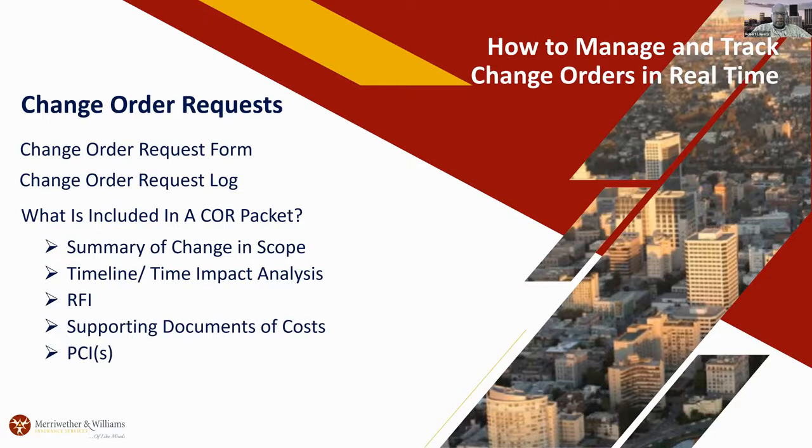It's a summary of the change in the scope, the timeline, like I said, timeline impact analysis showing how this change is affecting the schedule. If you have submitted an RFI, request for information, you want to put that in because that is coming from the architect of record saying, yes, proceed with this change. And like I said, with supporting documents of the cost, because you want to be able to show how you came up with these numbers. If they want to negotiate, you have the document to make decisions there.